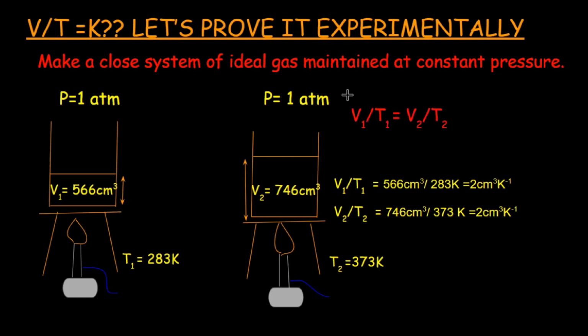Students, keep in mind this equation is applicable only when temperature measurements are taken in Kelvin, when the system is closed, when pressure applied to the system is constant, and when the gas is maintained under ideal conditions. That is, temperature applied to the system should not be very low and pressure applied to the system should not be very high. Then this equation holds.